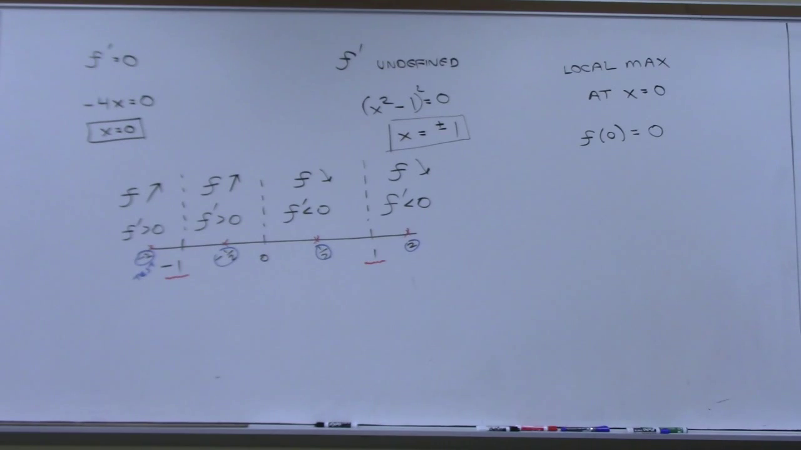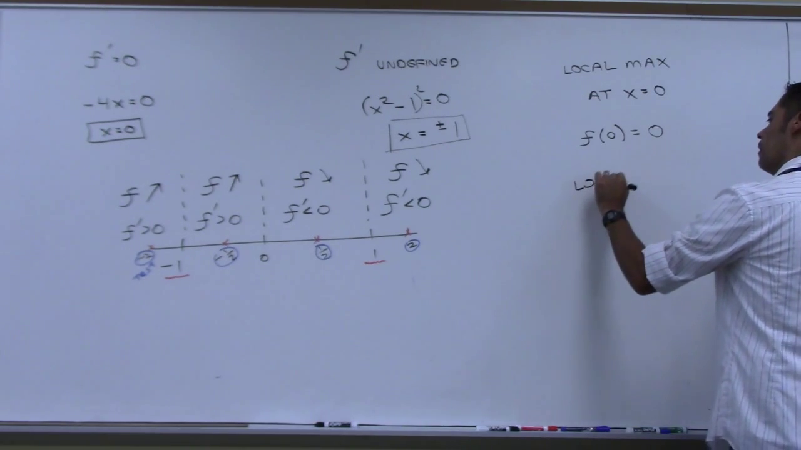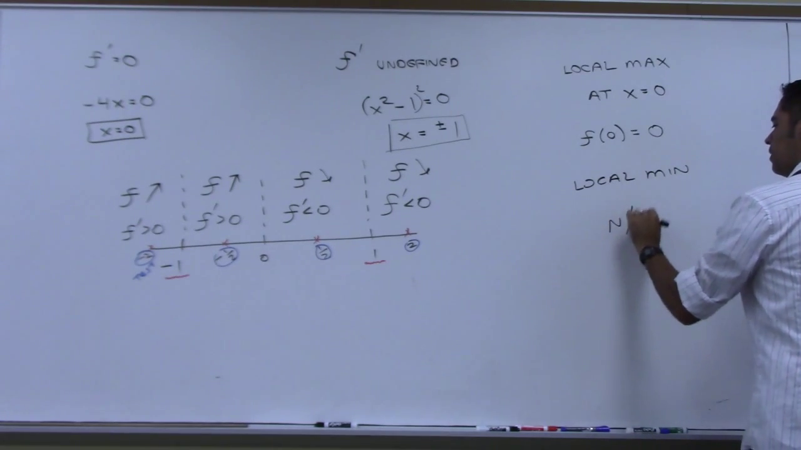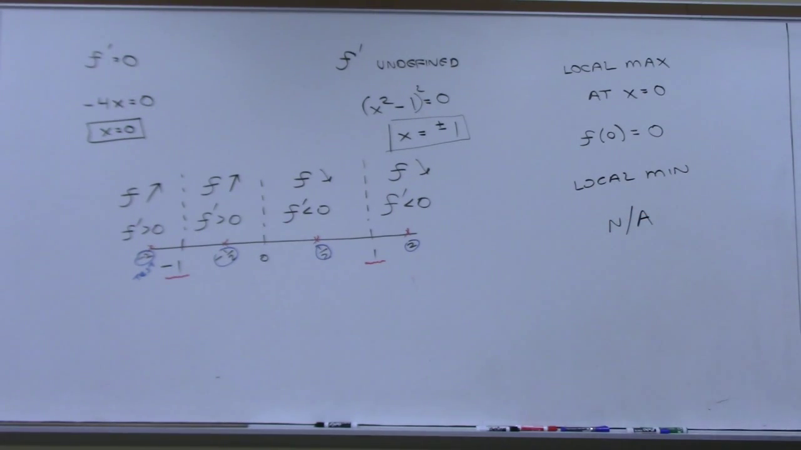Second derivative next. Oh, I forgot to ask about local minimum. We don't have any. Not applicable. You say it however you want. Say none. I don't care.